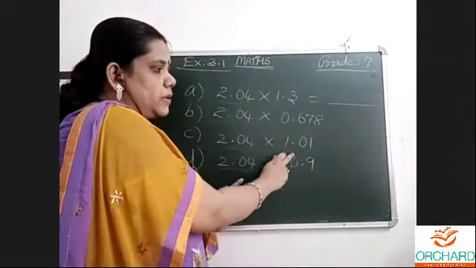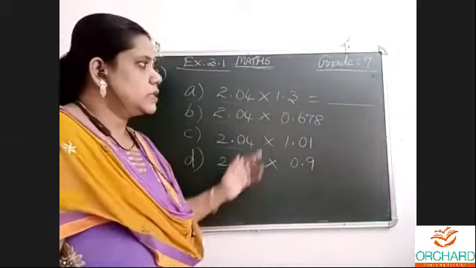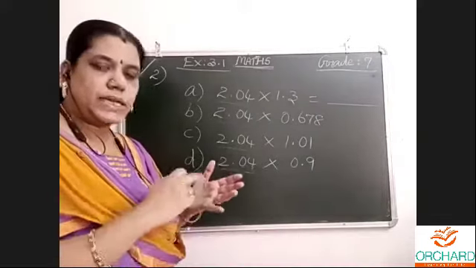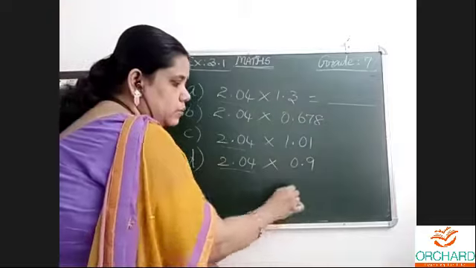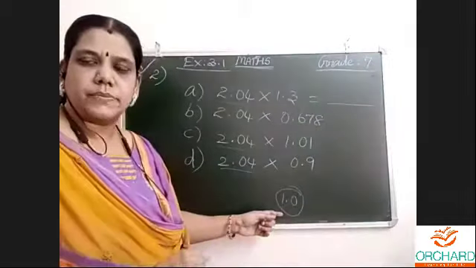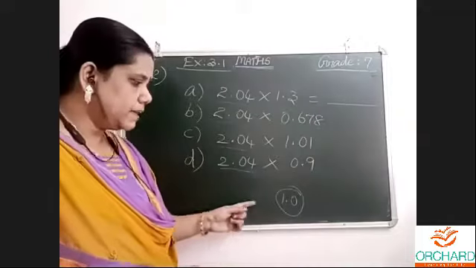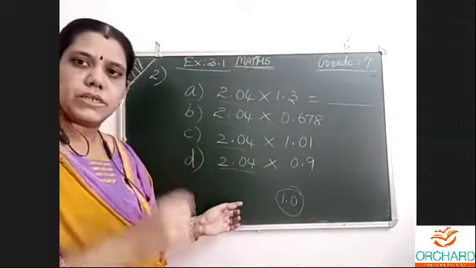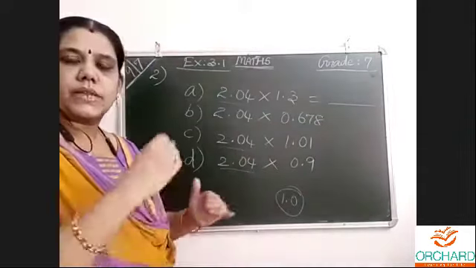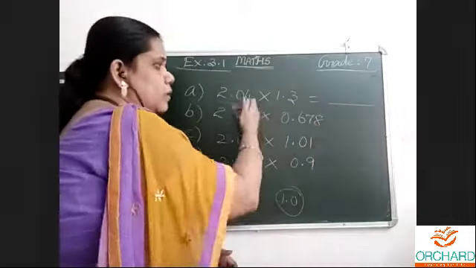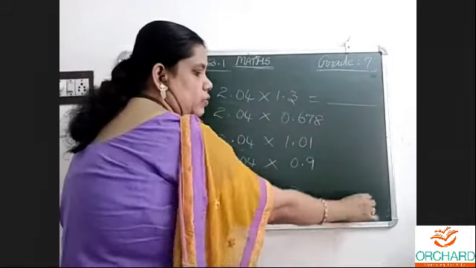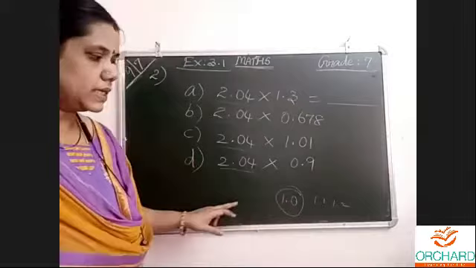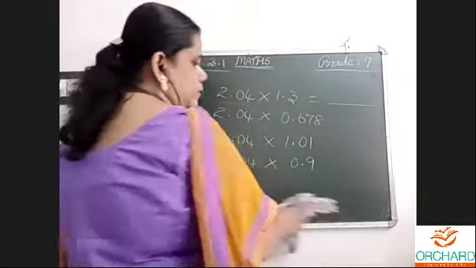So 2.04 is there. Now 1.3, 0.6, 1.01, 0.9. We should see whether the number is less than 1 or greater than 1. 1 means 1.0. Generally we call it 1 only. We don't say 1.0. The numbers which are less than 1 are 0.9, 0.8, 0.7, 0.45, 0 point something. Those which are more than 1 are 1 point extra, 1.1, 1.2, 1.3, 1.4 and so on. Those numbers are greater than 1. These 0 point somethings are less than 1.